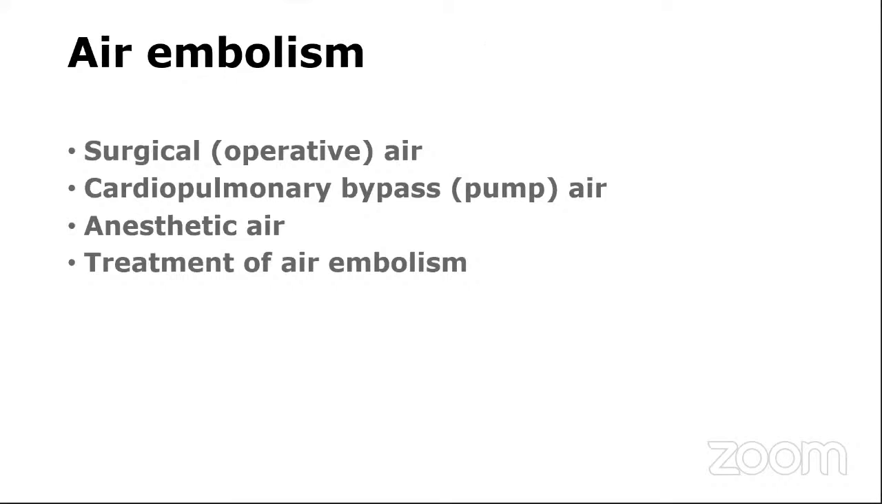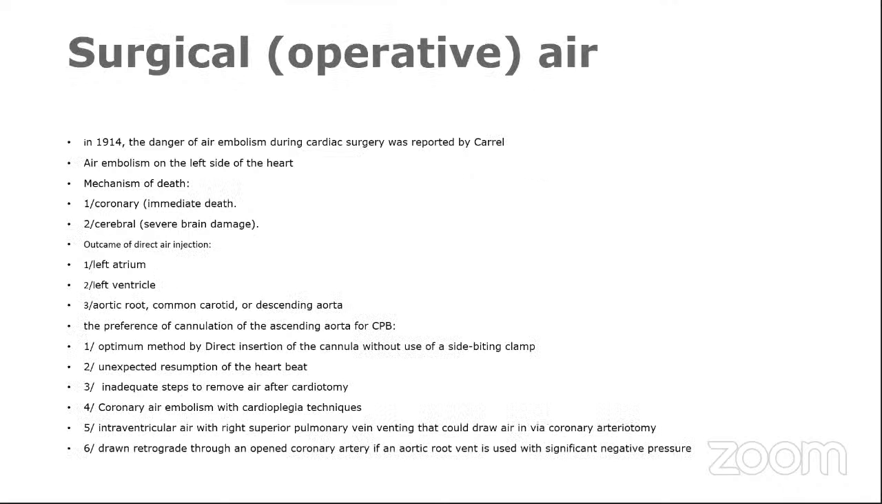For air embolism, air embolism can occur either from the surgical site in the operation, air embolism from the pump, or anesthetic air embolism, and how we treat that. In surgical air embolism, there is a report in 1940 of the first major air embolism during cardiac surgery. It was reported by Carroll, who said that opening of the ventricle or pulmonary artery and the aorta is always followed by entering of air into the heart.